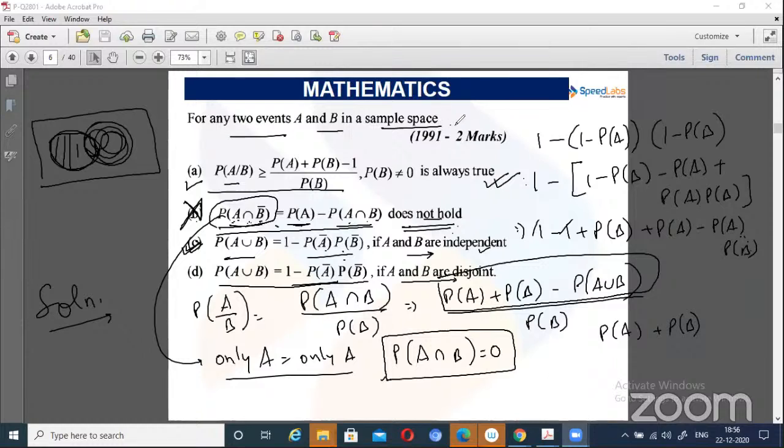You didn't get the C part. Okay, for the C part it says P of A union B is equal to 1 minus PA complement into PB complement. Okay, now what is, by the way, PA complement?